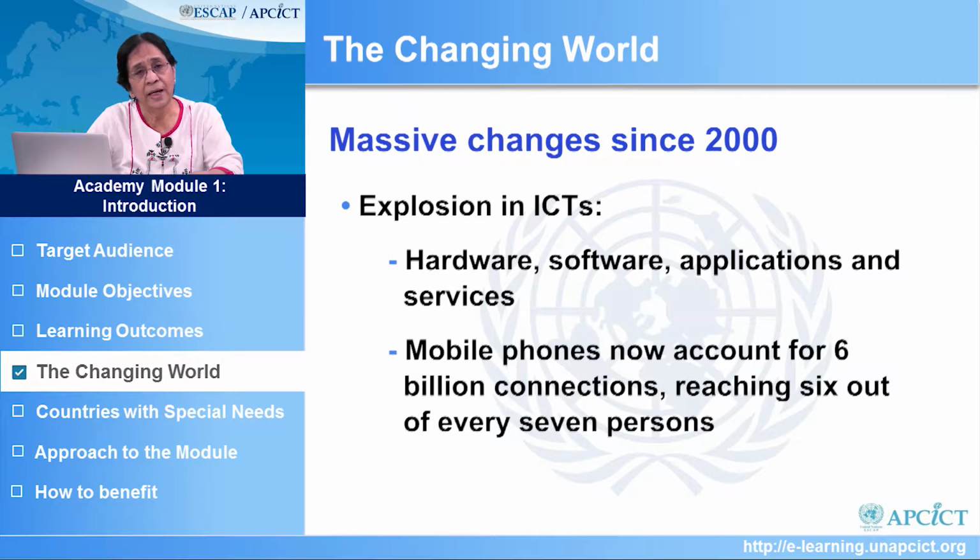And among all the ICTs, mobile phones now account for 6 billion connections. And this 6 billion is only a figure I give you today. I'm still counting because the number goes up every single day. So 6 out of every 7 persons in the world is reached by a mobile phone in any part of the world.